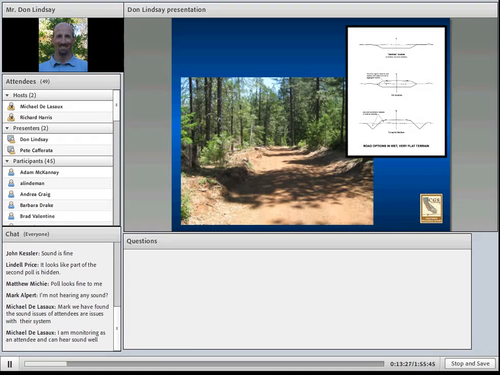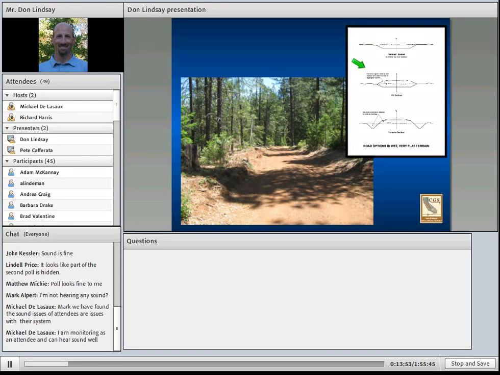Through the process of clearing and grubbing and the compaction of organic-rich topsoil, roads on flat terrain often develop a bathtub cross-section, similar to what's depicted in this diagram in the upper right-hand corner. This is undesirable because these bathtub road sections are difficult to drain.